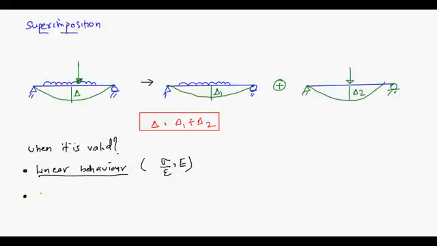Second requirement is that deflection is small. That means your delta should be small. If it is a large value, then you will have error with this method. I am saying that deflection should be small because of the P delta effect.